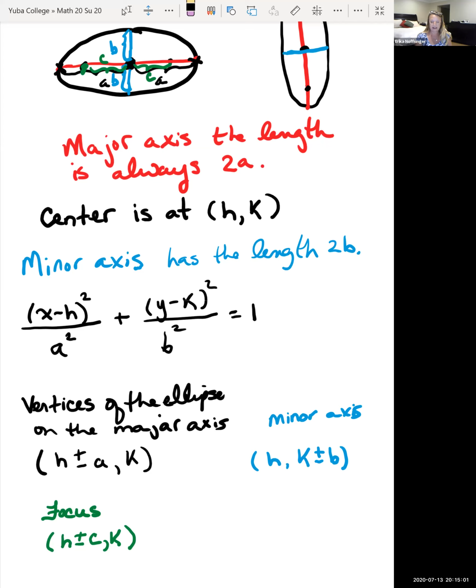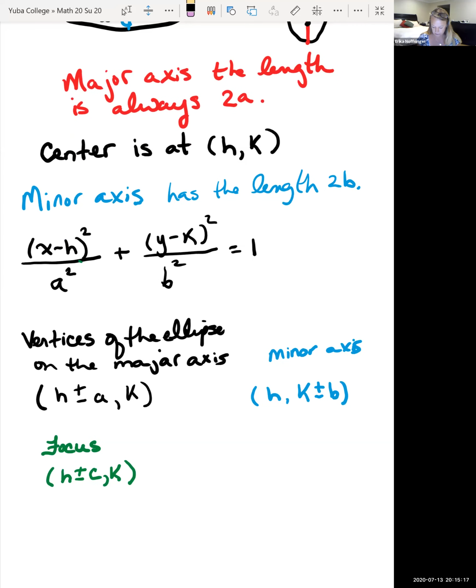Looking at our ellipse when it's in this form, you can figure out what a is, and you can figure out what b is. We could look at the square root of these squares. To figure out what c is, it's always going to be the same: c squared is equal to a squared minus b squared, or c is equal to the square root of this.